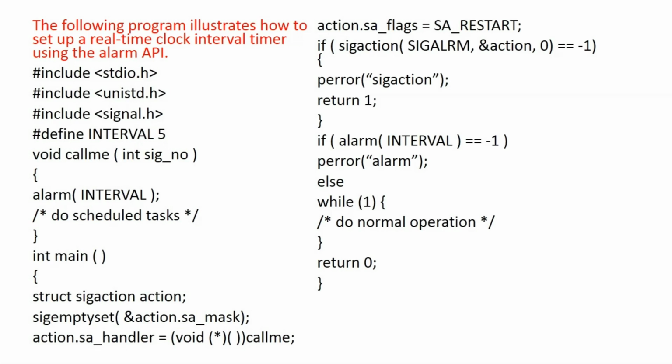So that is the concept here to set up a real-time clock interval timer. With an interval timer, every 5 seconds the signal should be generated and sent to the particular process to continue the task. You are just waking up the process to continue its execution and to complete its task. For that you need to use the alarm API to send a signal to the process.